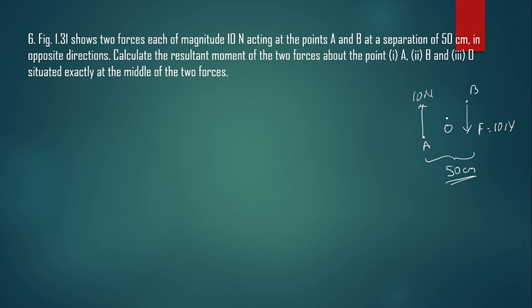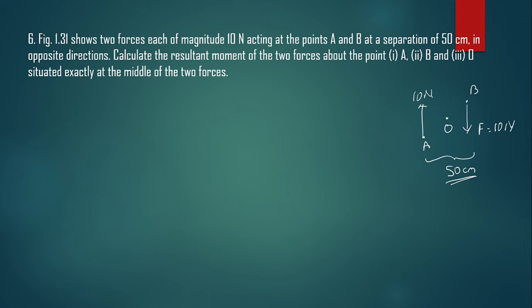Alright, this is an interesting numerical over here. So figure 1.31 shows two forces each of magnitude 10 newtons. So that two forces, one 10 Newton in this direction, the other one in this direction, acting at point A and B, and the separation between them is 50 centimeters in opposite direction. They are moving in opposite direction.